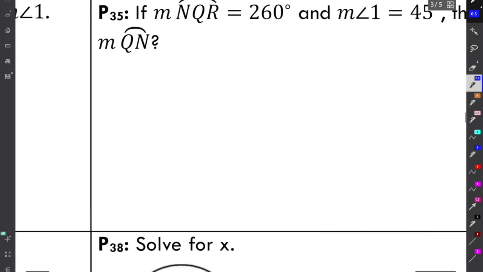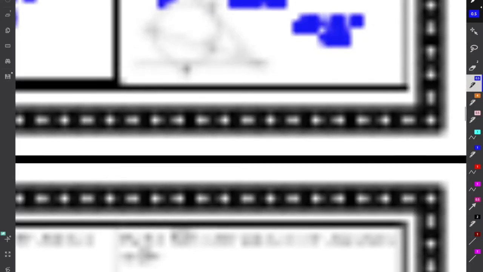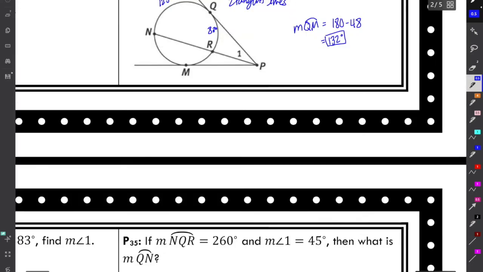Okay, and then in number 35, we have different numbers again. So we're given that the measure of arc NQR, so this whole thing right here, is 260, and the measure of angle 1 is 45 degrees. Find the measure of arc QN.